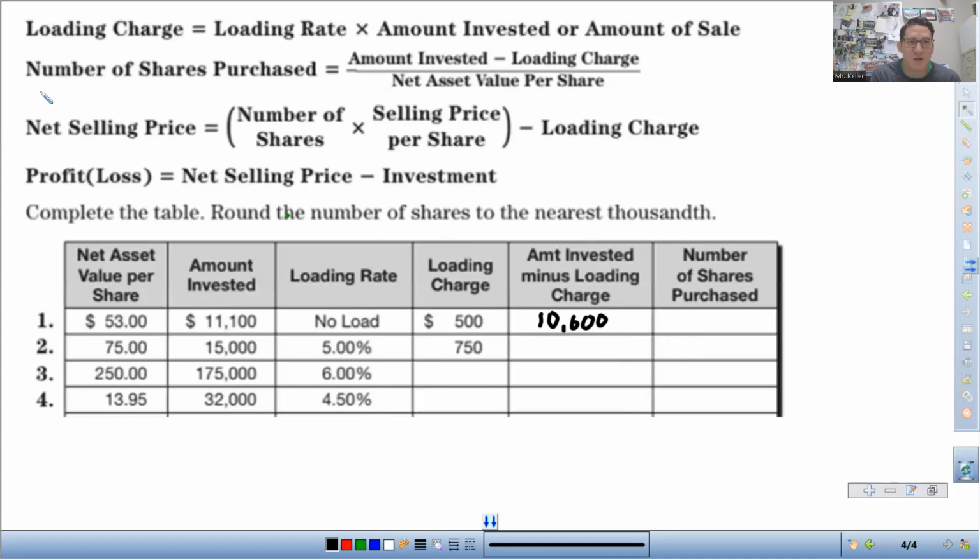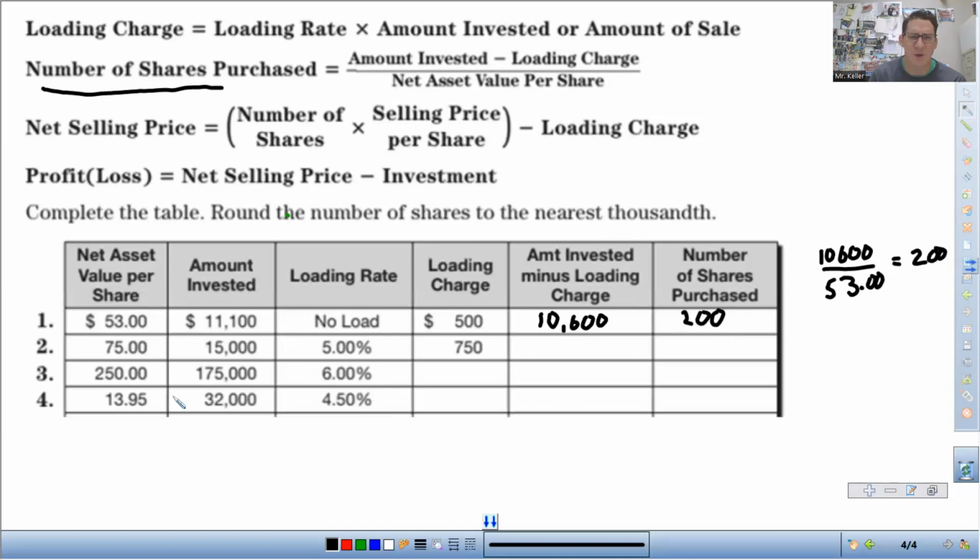All right. Number of shares purchased. Make sure you're paying attention to the formulas. Number of shares purchased is the amount invested minus loading charge, so that's this column, divided by the net asset value per share, that's this column here. So I'm going to do 10,600 divided by 53. And that comes out to 200.